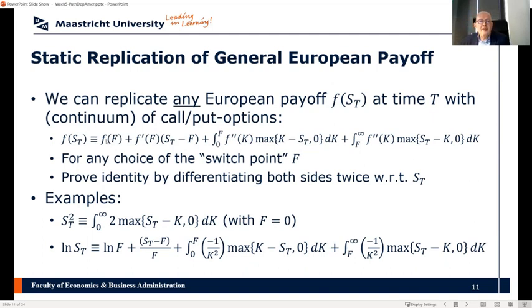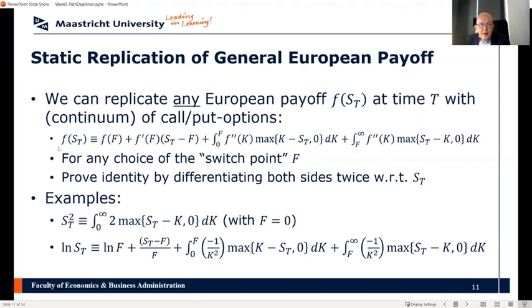So at the point F, I am matching the value, and that is just a constant amount. F of capital F is a constant amount, basically invested in cash. And then I am taking a forward position, S_T minus F, so I'm taking a linear position, and the weight of that linear position is the first derivative of f. And this is an identity, so I have this triple equality sign here, so this holds for any value of the stock price S_T, because S_T is kind of a free variable here.